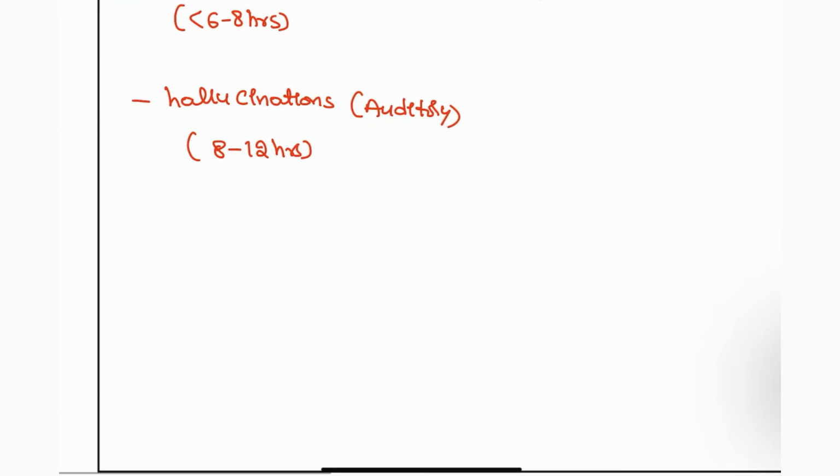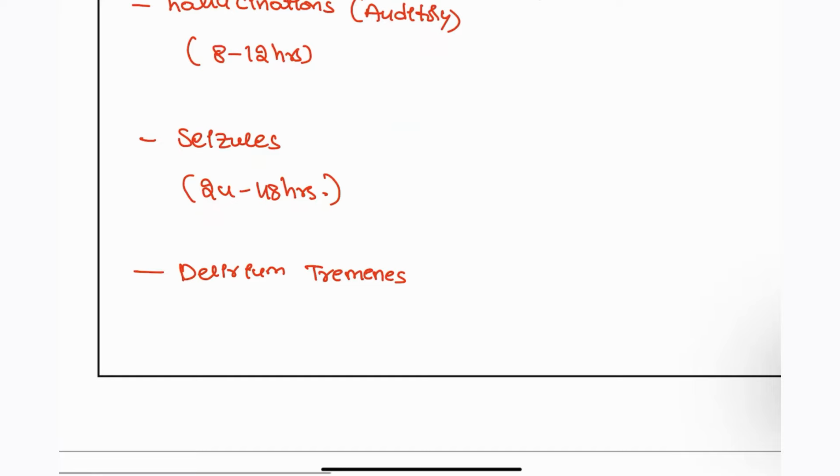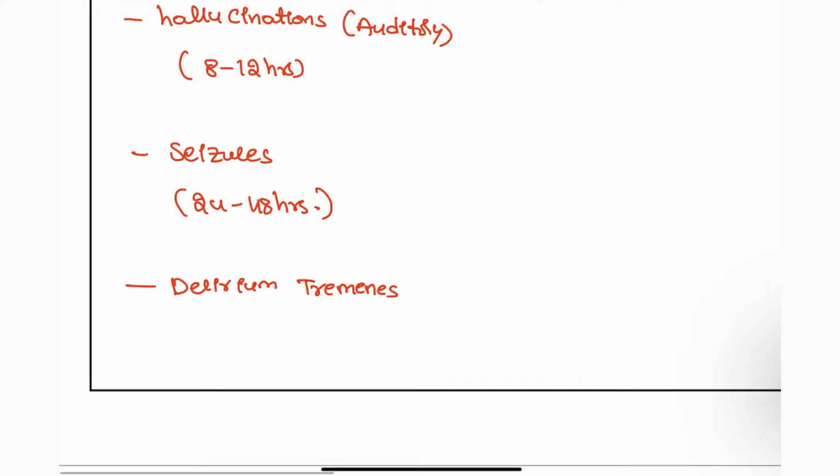And the patient is now going to present with seizures. GTC seizures will be present in this patient, around 24 to 48 hours. Next, delirium tremens. These symptoms are specifically presented in patients when they go more than 48 to 72 hours after withdrawal.